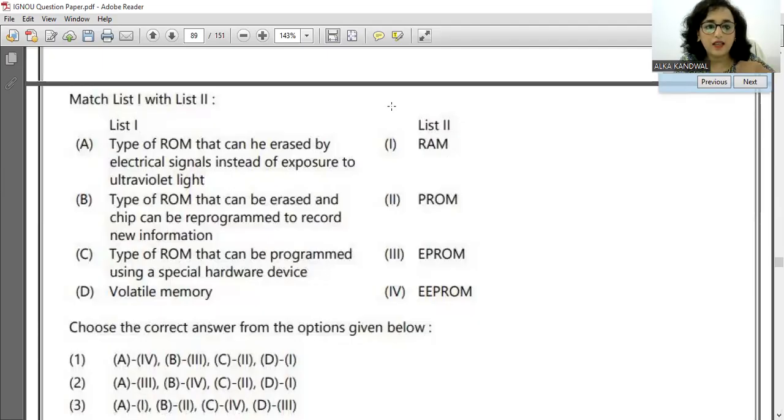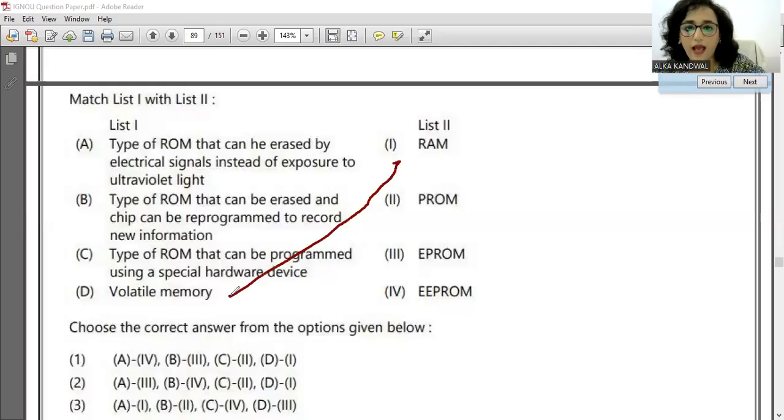Yes. First, do the one you know. Volatile memory, RAM है, ये तो सब confident हैं. Type of ROM that can be programmed with a special hardware device, programmable. Type of ROM that can be erased and can be reprogrammed to record the new information, EPROM.